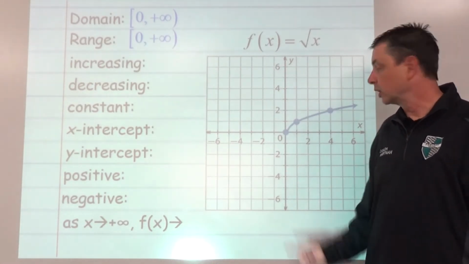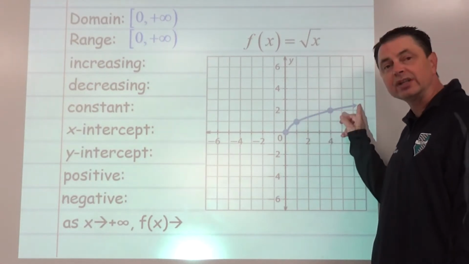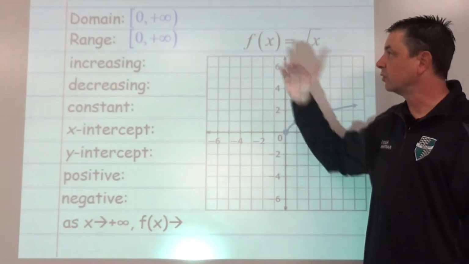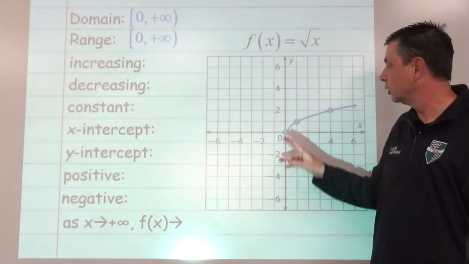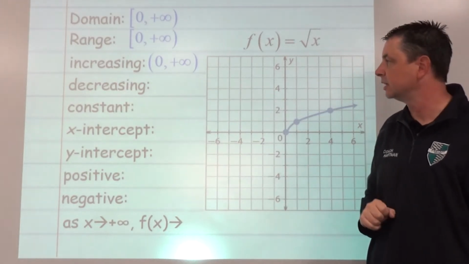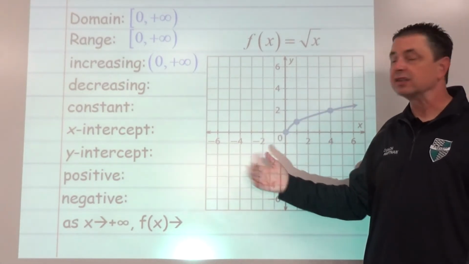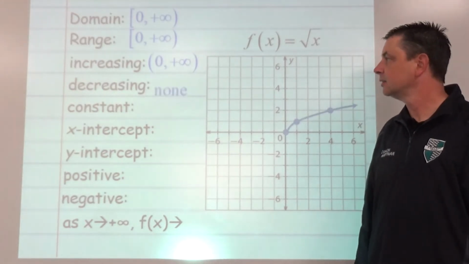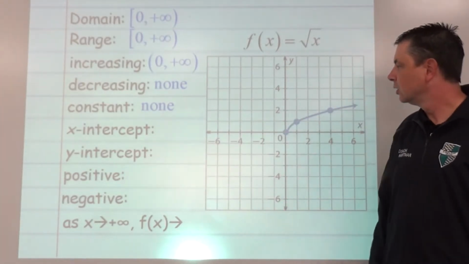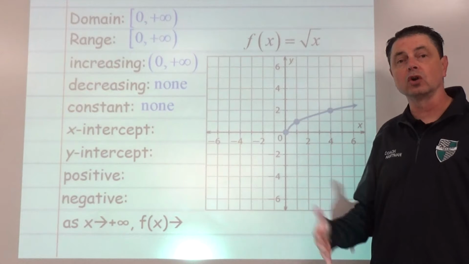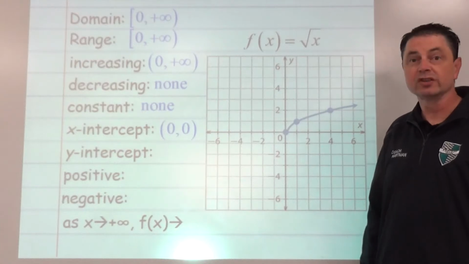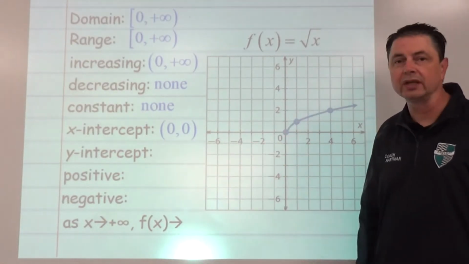Where is it increasing? Where is it going up? Well, it's going up throughout its domain. But we always use open intervals for increasing, decreasing, and constant. So we'd say after 0, it's going up. So parentheses 0, comma, positive infinity. Where is it decreasing? Where is it going down? Well, it's not. So that's a none. And it's not horizontal anywhere, so that's a none. What about x-intercept? Where does it touch or cross the x-axis? Well, it touches right here at 0, comma, 0. And that's also on the y-axis. So the y-intercept, same point, 0, comma, 0.